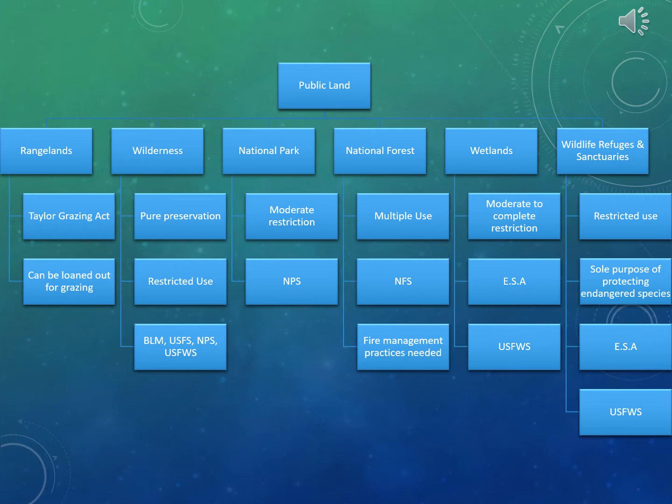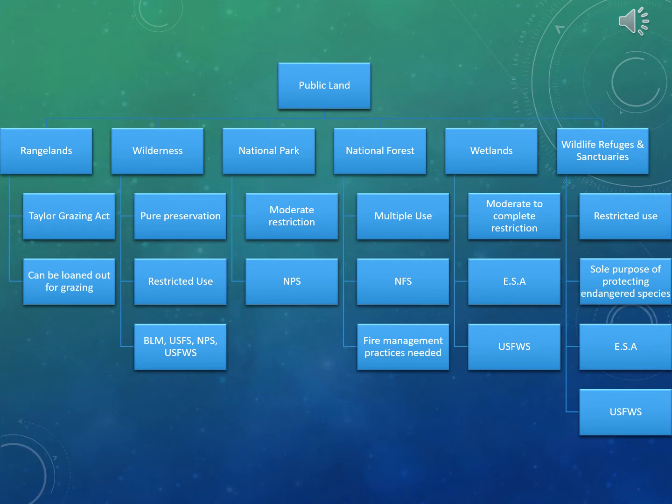Public land can typically be broken up into 6 different categories based on their use and their management practices. Rangelands, as you remember, are typically federally owned, but can be leased by private individuals for their own use for animal husbandry. That leasing is managed by the Taylor Grazing Act.